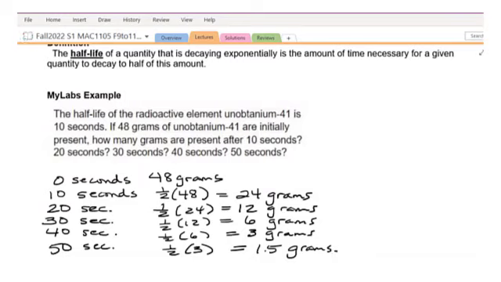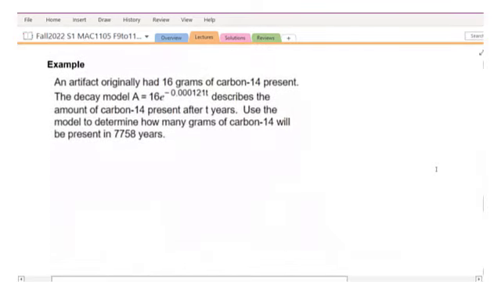So the question was, would the amount be equal to 48 e to the 0.5 t? And you're close, but it's going to be negative 0.5 t. Good. All right, let's look at another problem.